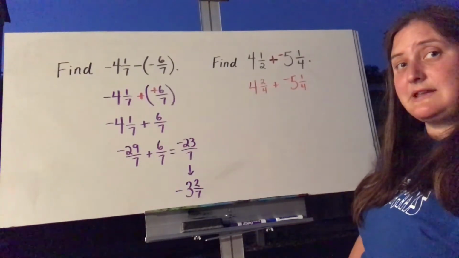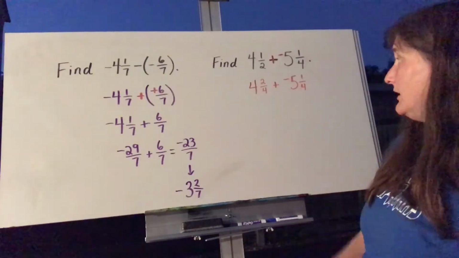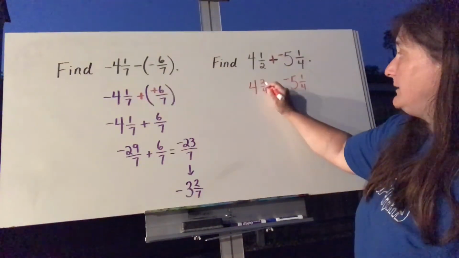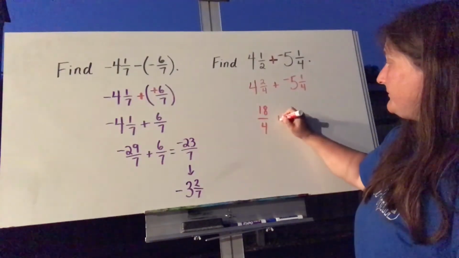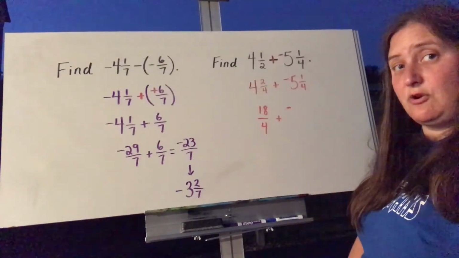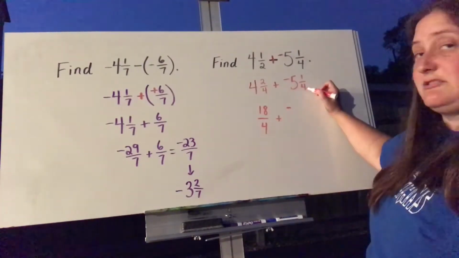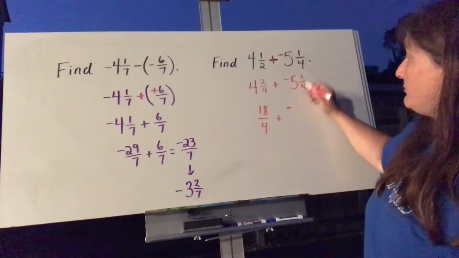After I have my common denominator, I need to change these guys into improper fractions. So 4 times 4 is 16, plus 2 is 18. This will be 18/4. Here I've got a negative. I just carry that negative down, and then I don't worry about it. I'm going to just change this to an improper. 4 times 5 is 20, plus 1 is 21.